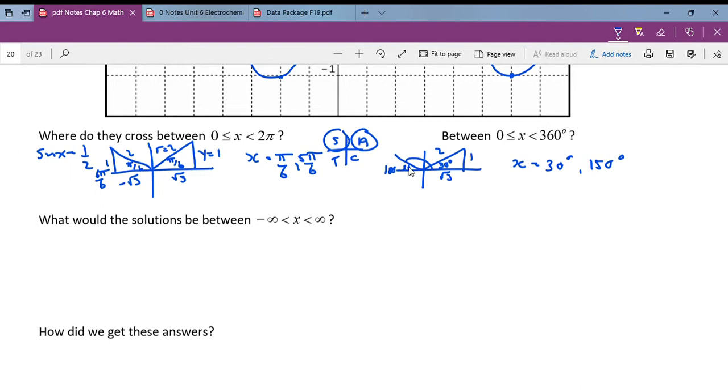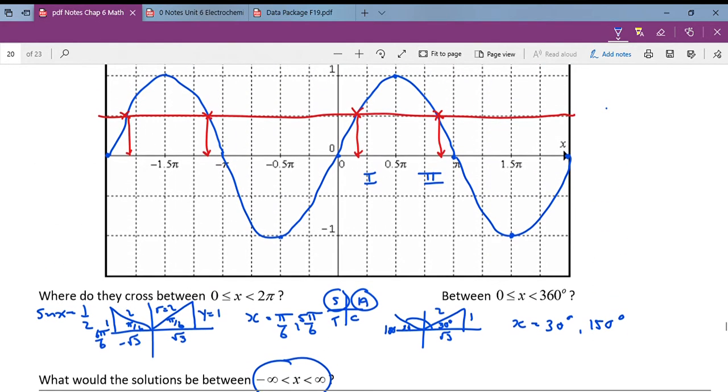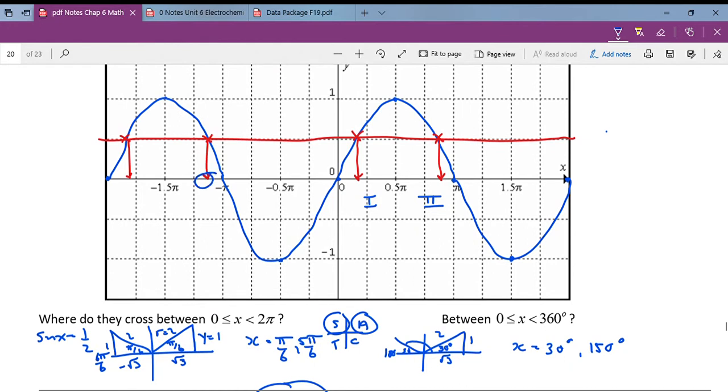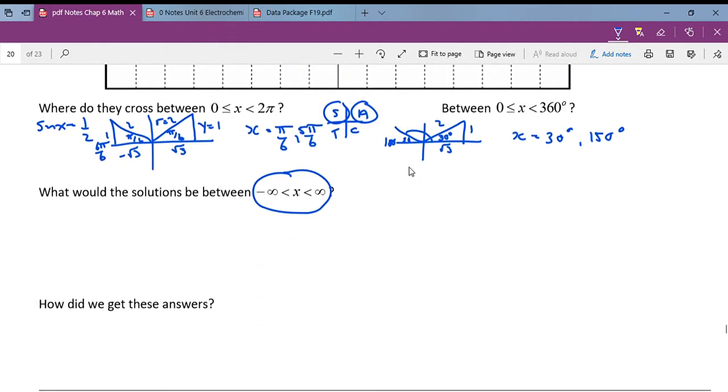But what if I change the question? Instead, I want absolutely every answer between negative infinity and infinity. That would include these two answers here. It would also include, if I continued this pattern on, it would be here and here, and then it would continue on and on and on. So what I want you to notice is that these answers happen every cycle. Well, how long is a cycle for a sine graph? It's 2 pi. So if I wanted my answers, I'd say the first one happens at pi by 6, and then it would happen the next cycle.